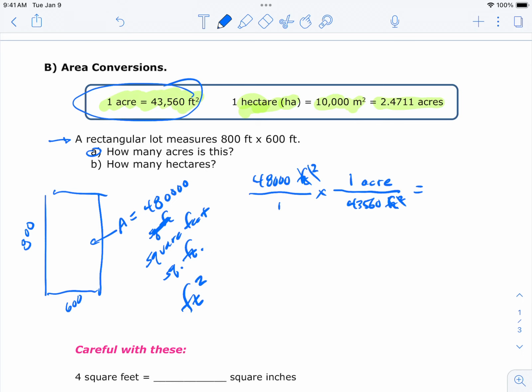Did I do this right? That's not 48,000, it's 480,000. That's better. I knew it was more than 1 acre. Okay, so anyway, here we go again. 480,000 divided by 43,560. Boom, that's so much better. It's about 11 acres. I think they give you acres to 3 decimal places, don't they? So this would be 11.019 acres. Wow, that's pretty big, 11 acres, cool.